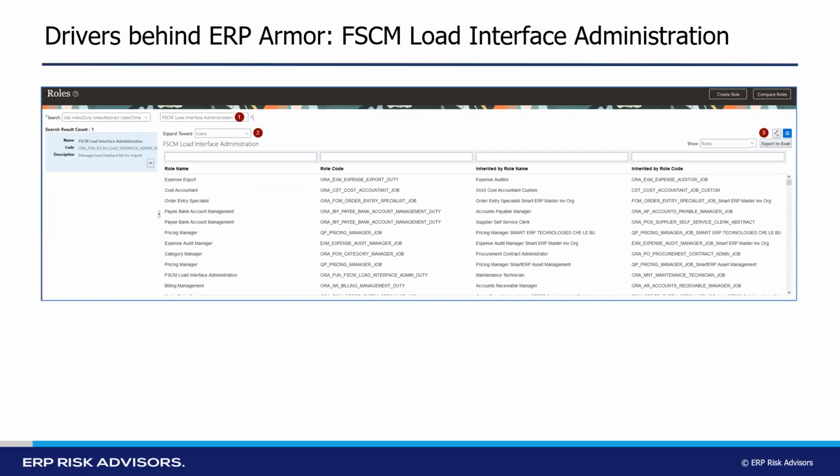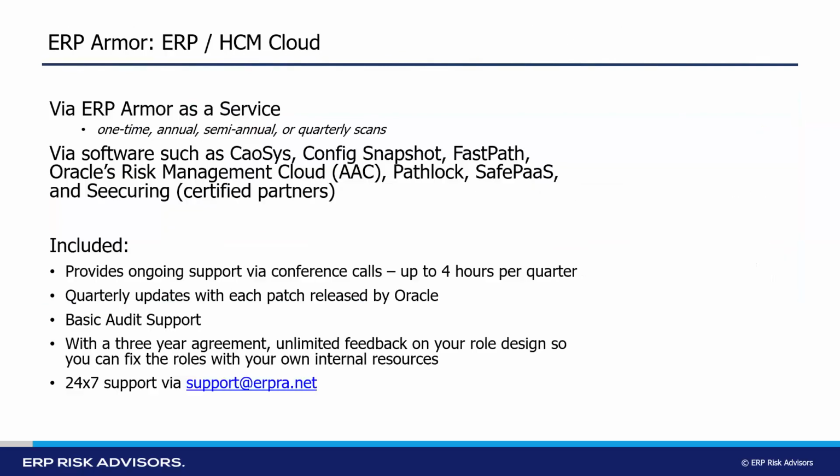And if you don't have software already, we have relationships with various software partners where we can deliver the data to you as a service. We call that ERP Armor as a service. If you subscribe to our updates, via the rules or as a service, you always get updates every quarter. You're always getting the latest information. And we do allow for ongoing calls, feedback on role design, basic audit support, and we will teach your team how to do role remediation internally with a 3-year subscription.